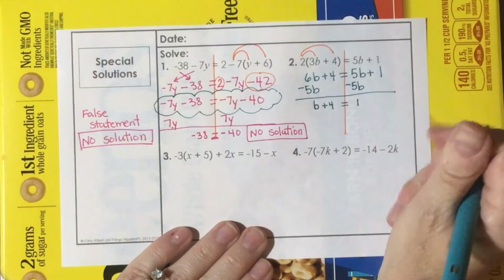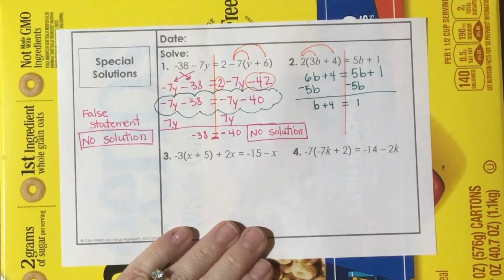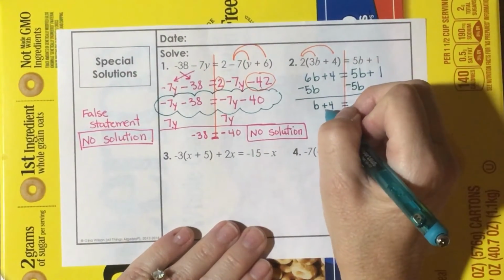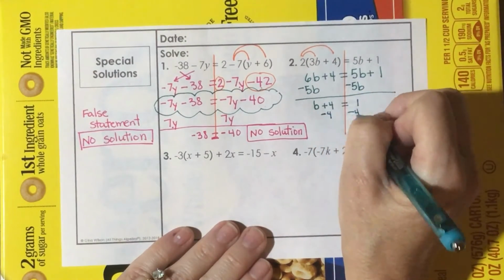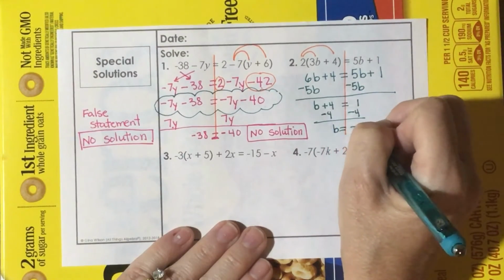Now we want b to be alone. That's our third step. We'll have that simple 1-2 step. Sometimes it'll actually be 3 steps. Could be more. I'm going to subtract a 4 from both sides, and we have b equals negative 3.